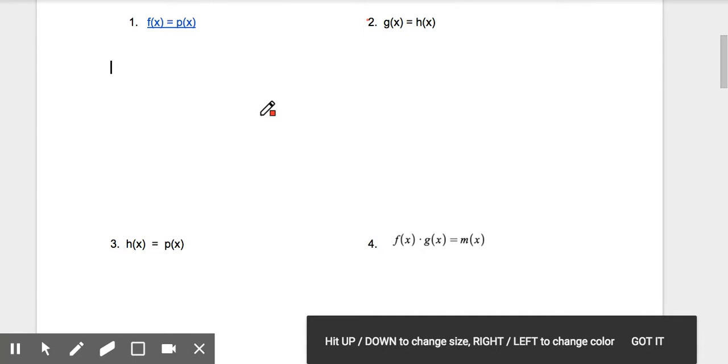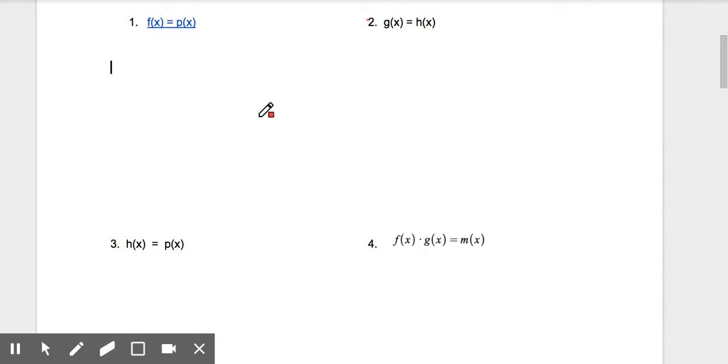In number 2, we are asked to find the value or values of x such that g of x is equal to h of x. So let's plug in the functions. g of x is equal to 3x plus 5 equals, and h of x is equal to 3 halves x minus 1.